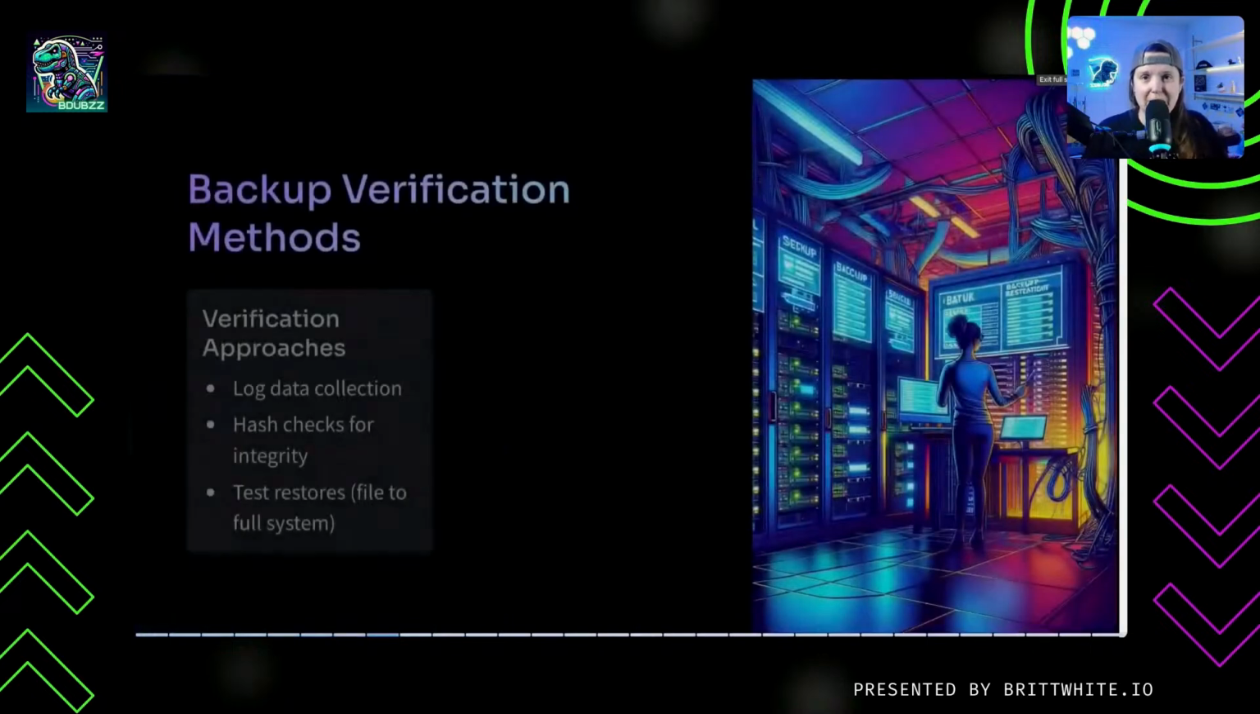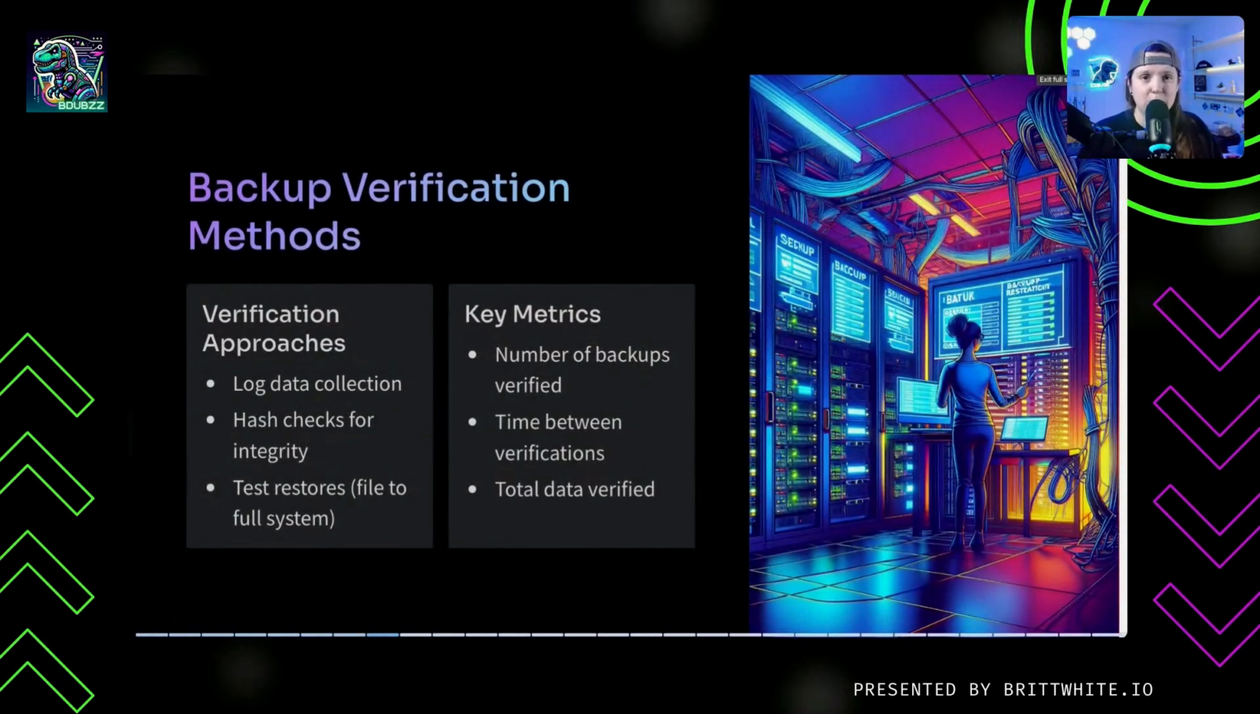Now we need to make sure our backups actually work through multiple verification methods, including collecting data from logs, running hash checks for integrity, and performing test restores at different levels. We test everything from file-level recovery to full system restores in test environments, and we verify application functionality after the restoration. Imagine needing to recover a file only to discover the backup is corrupted. That's the nightmare we're trying to prevent.